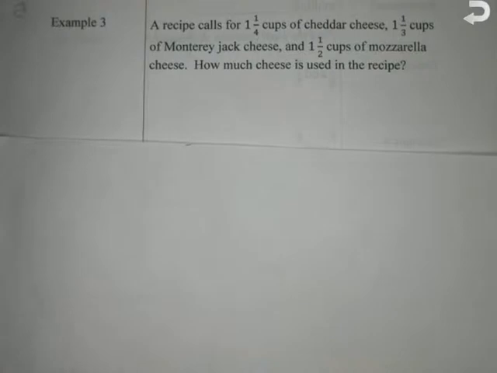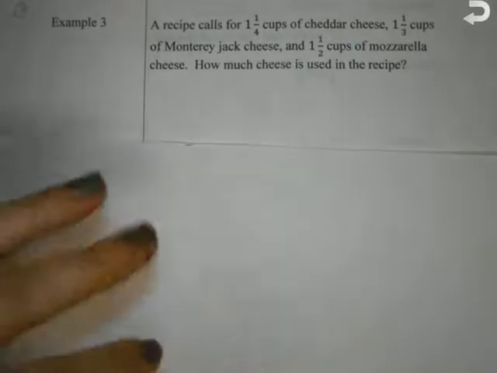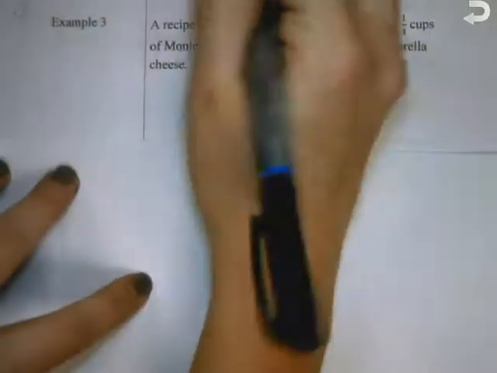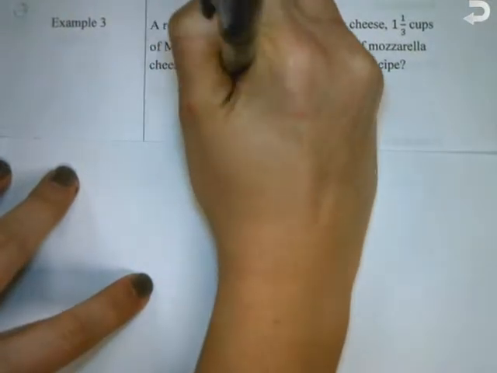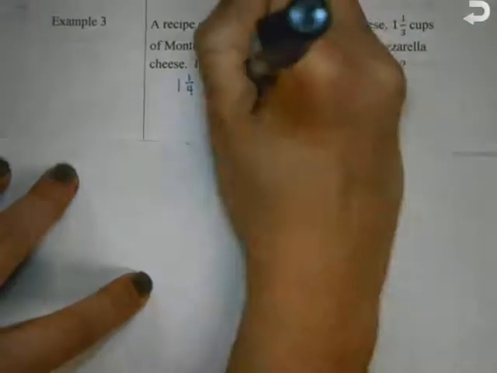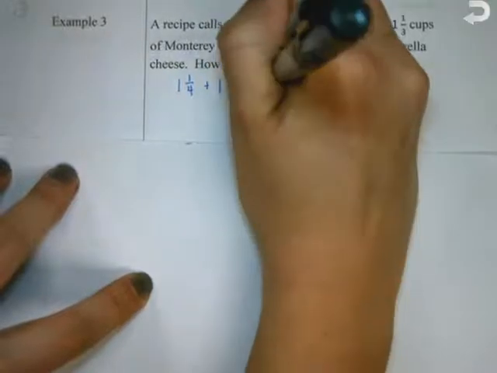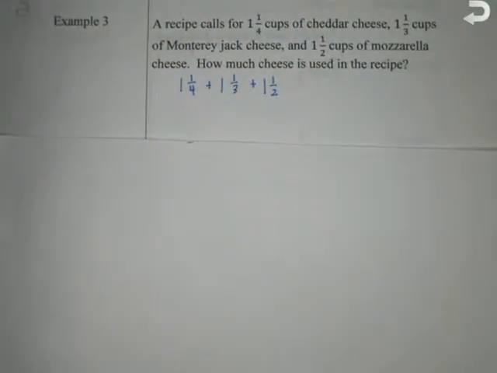Alright guys, is this problem addition, subtraction, multiplication, or division? Judy, what did you get? I got addition. It is addition. Who else got addition? Okay, so let's set it up. We have 1 1/4 plus 1 1/3 plus 1 1/2. Okay, so I have all of these things being added together. What do I need to do first? Lily, what do I need to do first?